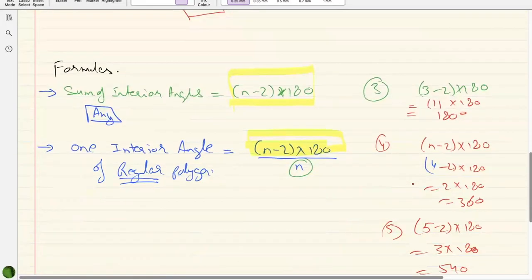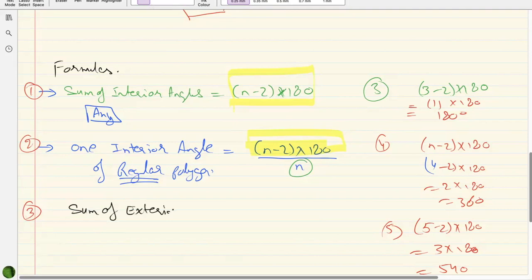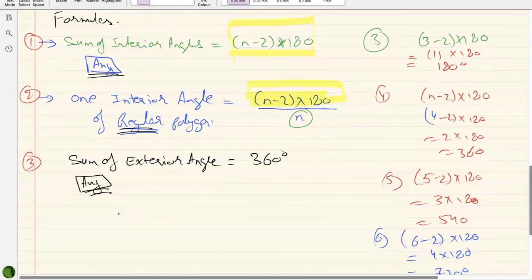That's very good. So we talked about one, sum of angles. Second, one of the angle. Moving on to the third part, which is sum of exterior angles. Now, sum of exterior angles for any polygon is always 360. These are our keywords, any, regular, and any again. So we can apply them even if they have different lengths. So that is always 360.